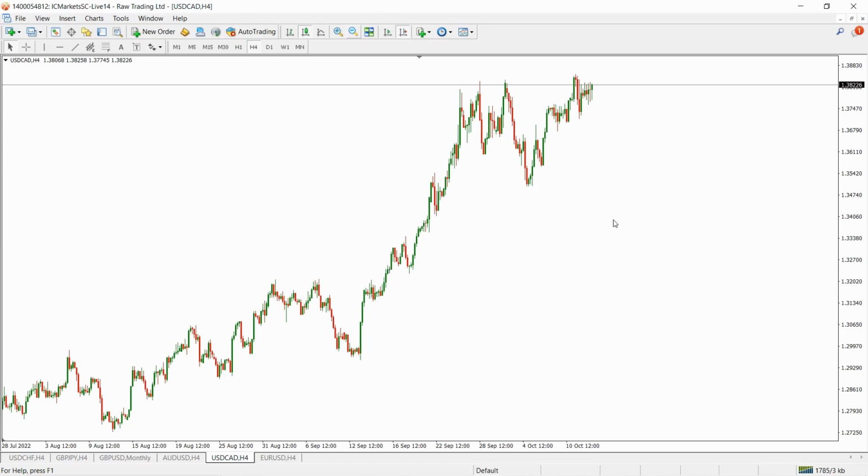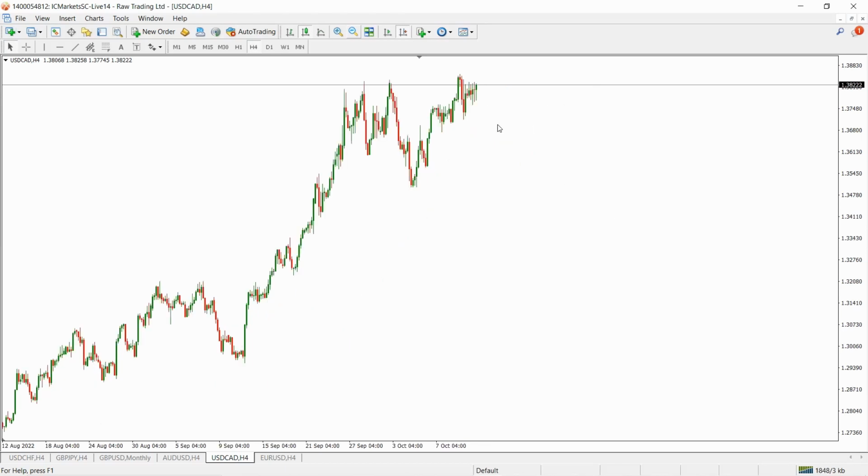If you put your stop loss below, let me give an example. Let me give you an example. You guys look at this, this is the USD CAD, right?